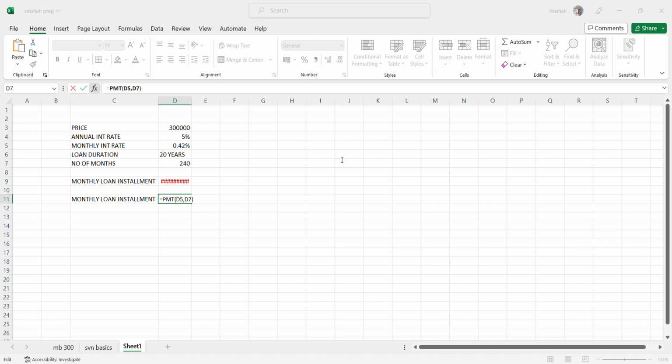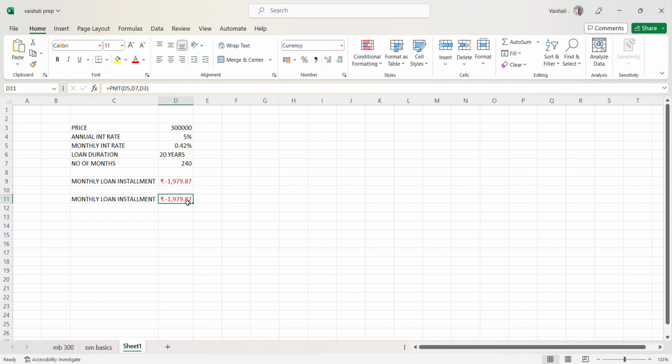Then this is the PV, the present value of the loan that we have to pay, right? Then we just have to click enter. PV is the present value, meaning the total amount that the series of future payments is worth. So our answer would be 1979.87.